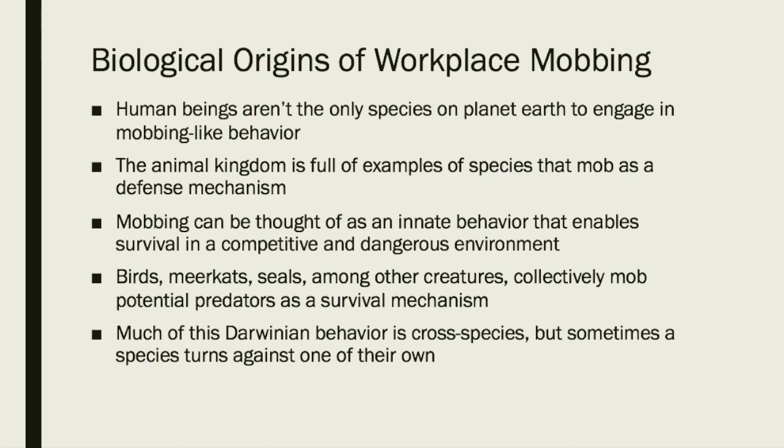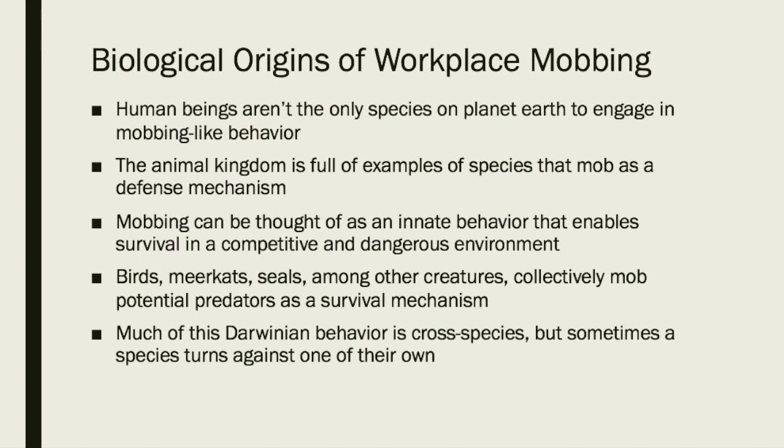Biologists and zoologists think of mobbing as an innate behavior that enables survival in a competitive and dangerous environment. When a group of animals is threatened by a predator, they often naturally mob the threat to life in the hopes that collective action will be enough to ensure their survival. Many examples of this are evident in the animal kingdom. Birds are often the most effective mobbers, but this behavior has also been observed across multiple species, including, for example, meerkats and even a group of seals who collectively mobbed a great white shark, believe it or not.